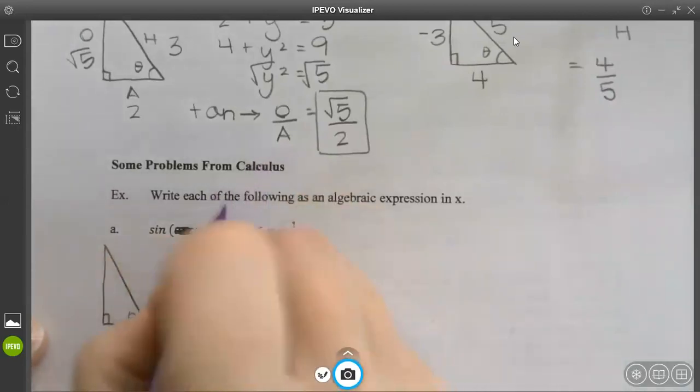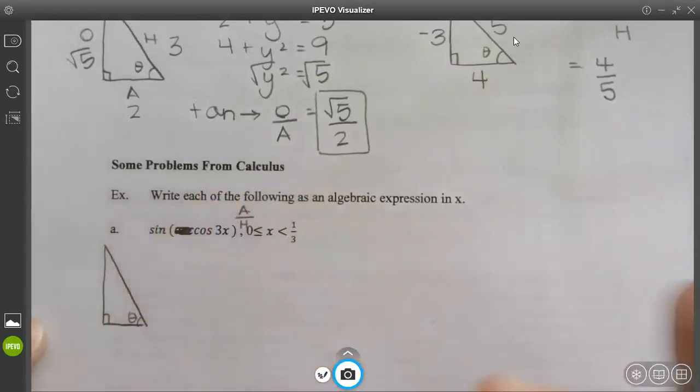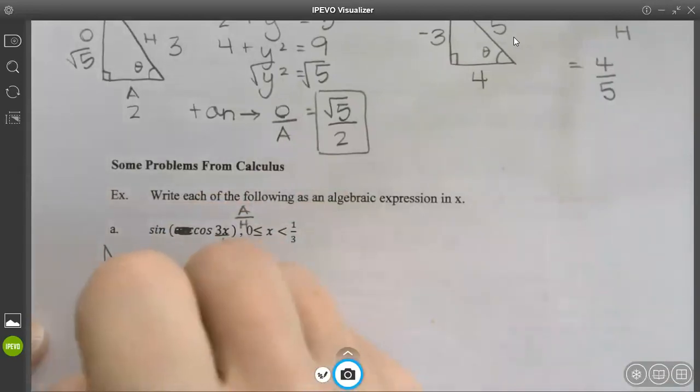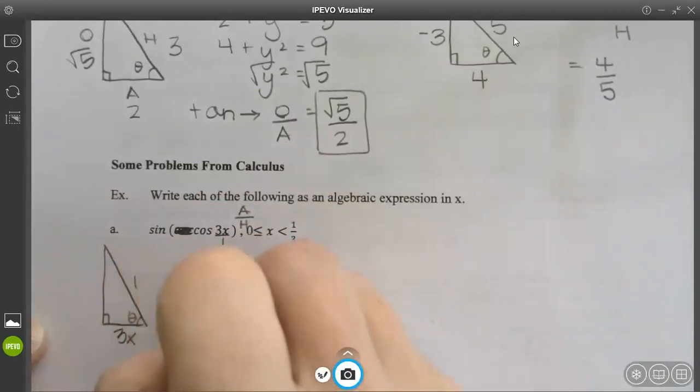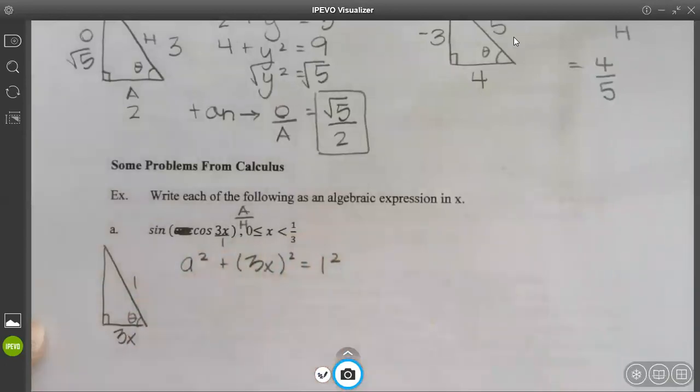What is cosine? How do I make 3x a fraction? So your adjacent is 3x, your hypotenuse is 1. How do I find my opposite? How'd you find the other ones? Pythagorean theorem. So I would do a squared plus 3x squared equals 1 squared. I'm solving for a. That's the side I need.